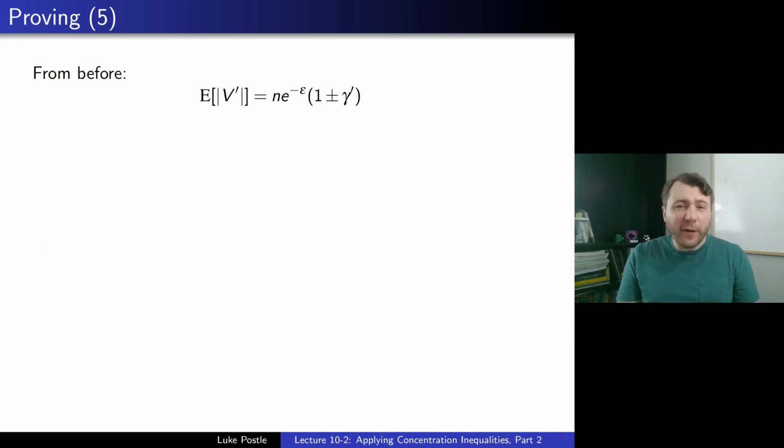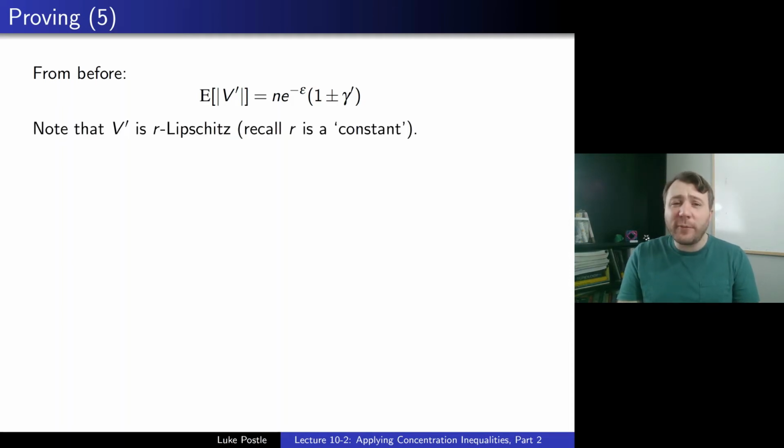Things get a bit harder for 5. So when we actually want to calculate the number of uncovered vertices, these V prime, from before we did some calculations that showed in expectation V prime was n e to the minus epsilon times 1 plus or minus gamma prime. So for the ones that are roughly regular, we can figure out the chance that they end up not being covered, not being selected there. And it's roughly that, and the others don't make too much difference, so we got that expectation. Where do we go from there?